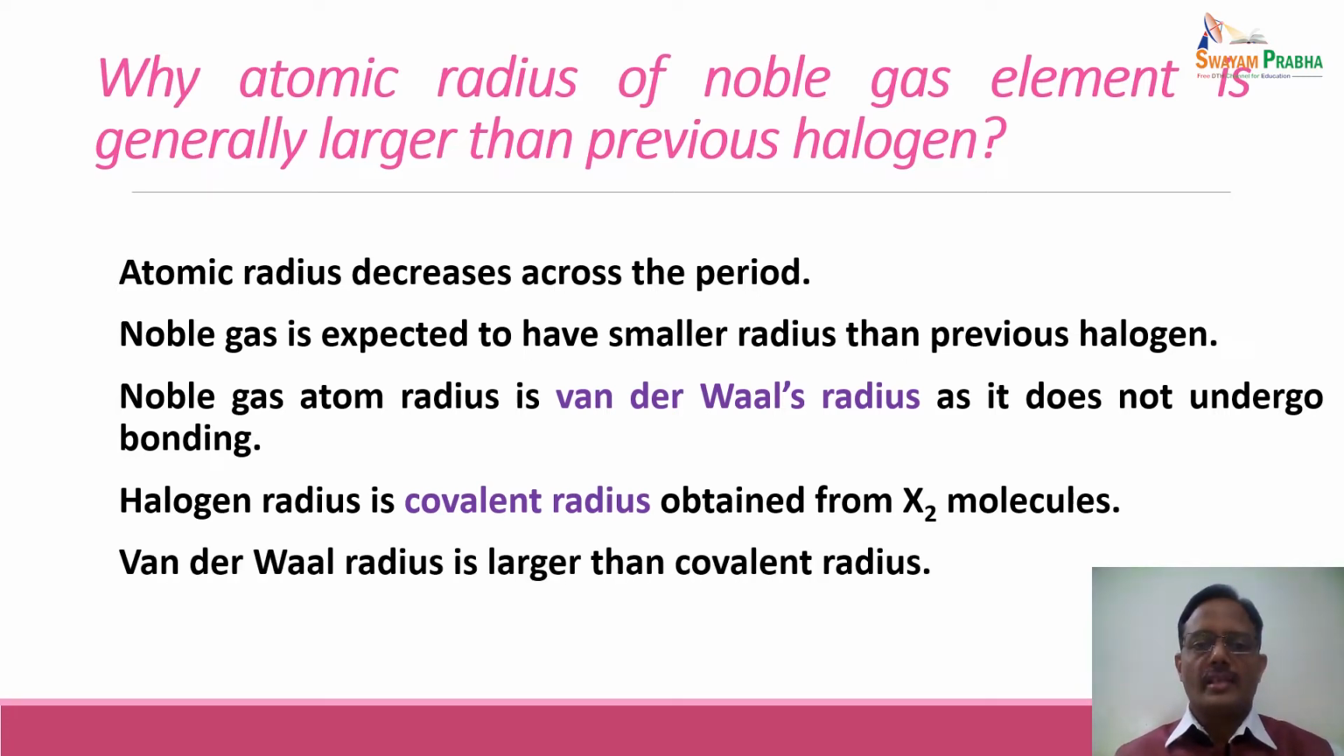Hence, the atomic radius of a noble gas is generally larger than the previous halogen. Even though it is expected that, since it is the next element after the halogen, its atomic radius should decrease, it increases since the van der Waals radius is considered as its atomic radius.